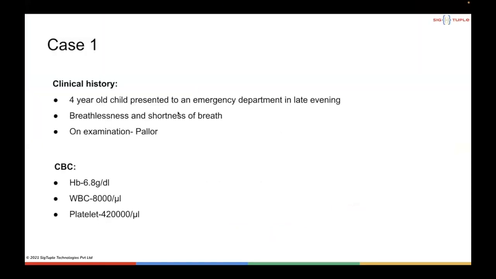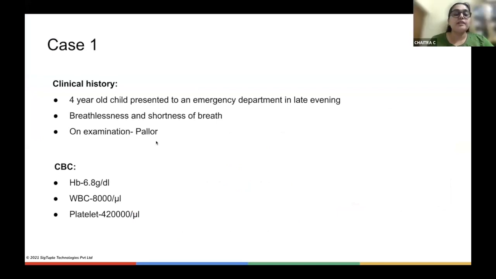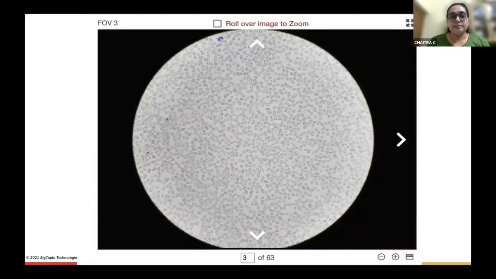Coming to case one, we had a 4-year-old child who presented to the emergency department in the late evening with complaints of breathlessness, and on examination, the patient had pallor. The CBC revealed a hemoglobin of 6.8 grams, and WBC and platelets were normal. The clinician was very anxious to know what kind of anemia it is, and whether there is any abnormality in the smear. So we scanned the smear on AI100.